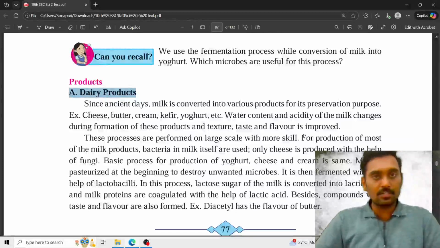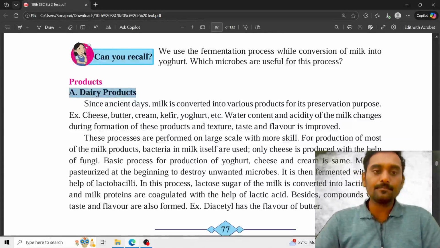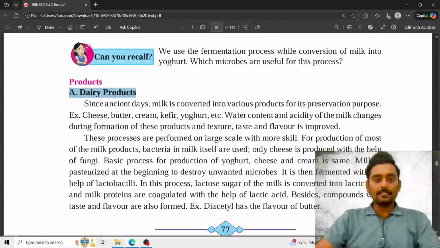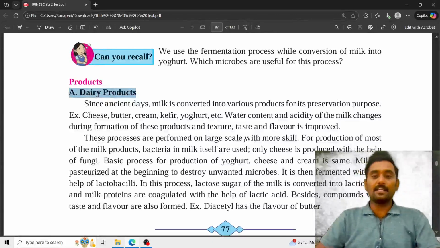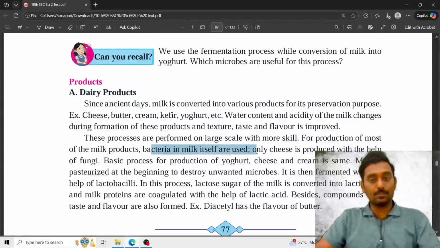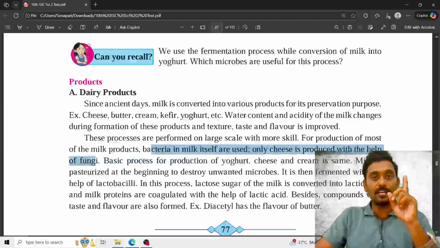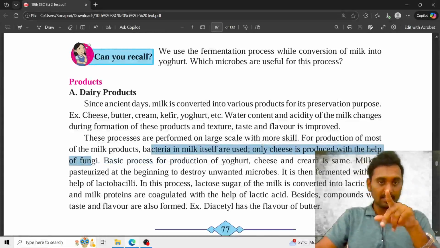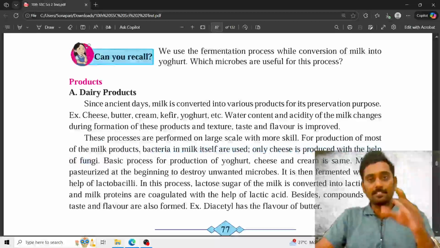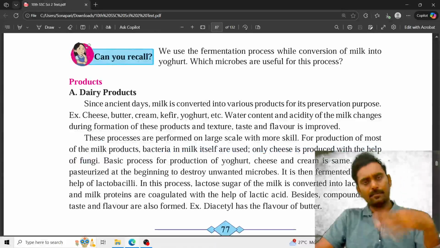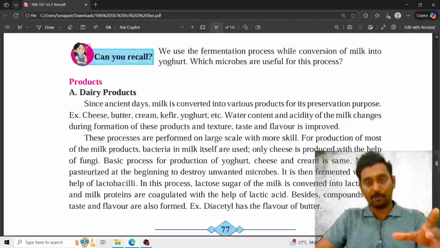So for the production of most of the milk products, bacteria in the milk itself are used. Only cheese, remember that only cheese, is produced with the help of fungi, not with the help of bacteria. Okay, keep it in mind. So it is the basic process where yogurt, cheese, cream are converted with the help of milk. So the base is the milk for any dairy product.